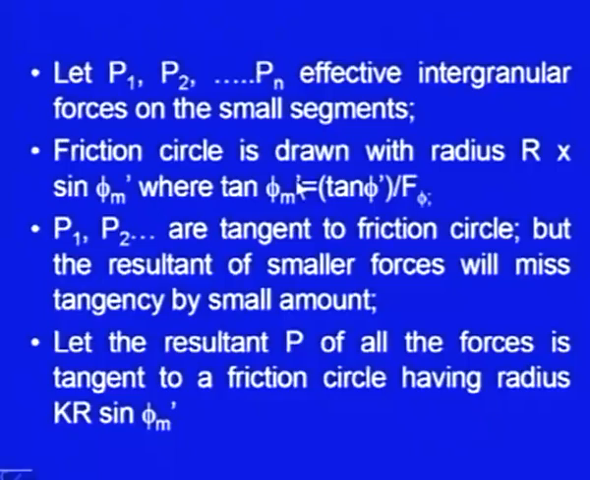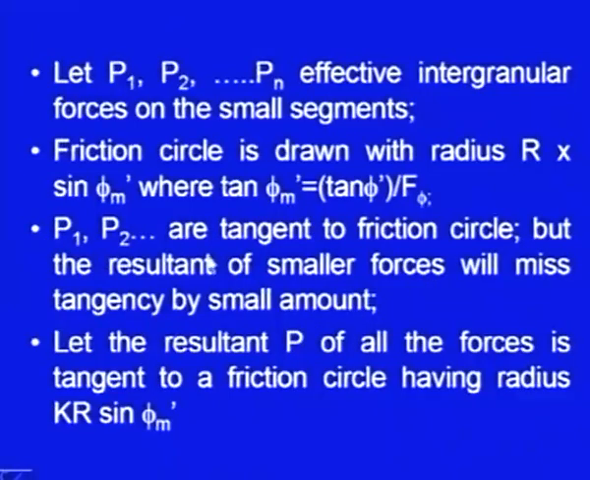where tan of phi m dash is equal to tan of phi dash divided by F phi. So, this is the factor of safety against friction, and factor of safety against friction is defined as tan phi dash divided by tan phi m dash. So, here tan phi m dash will be equal to tan phi dash upon F phi.